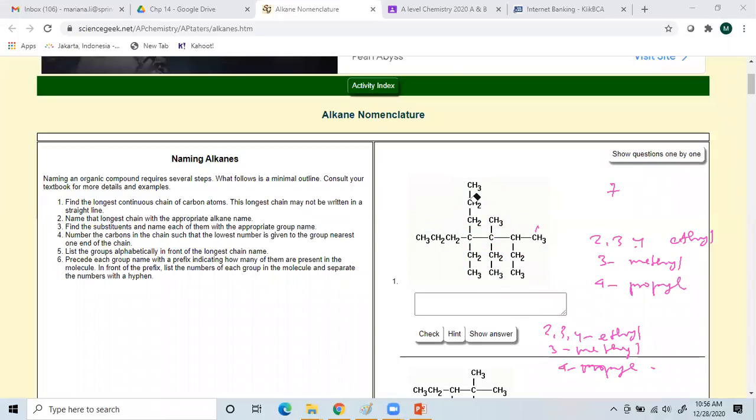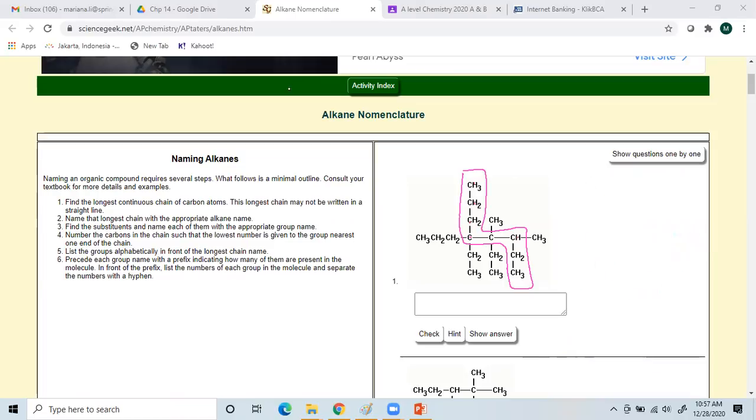Okay, let's see if we have other ways to find the longest chain. How about like this? Is it longer? 1, 2, 3, 4, 5, 6, 7, 8. Now I get 8 if I choose this. So the first two will be wrong because they were 7 and 7, right? So I will erase this. 8 is longer. Is there any other possibility? 1, 2, 3, 4, 5, 6, 7, 8. Same, 8. So 8, I think, is the longest chain. Okay, now let's see the branches.